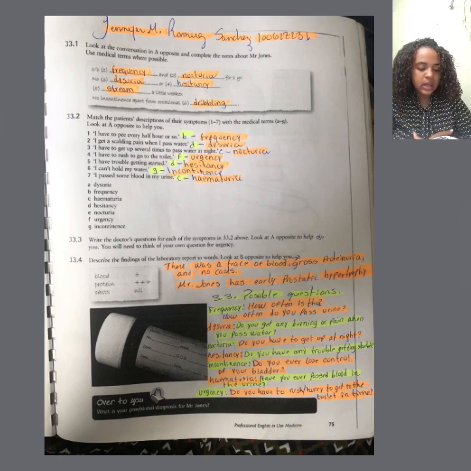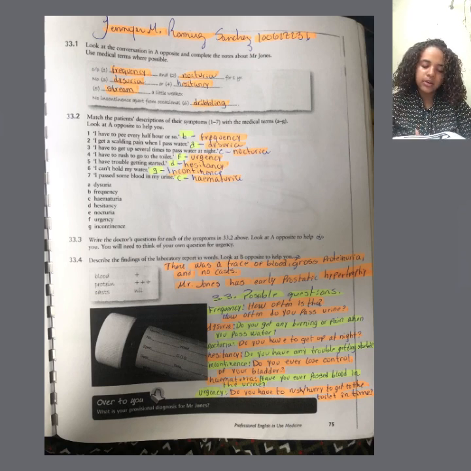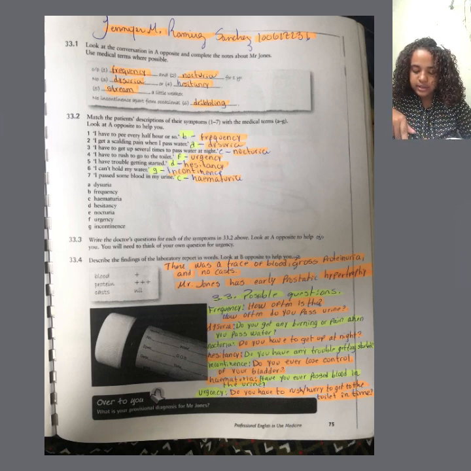Read the doctor's questions for each of the symptoms and think about them. Look at A opposite to help you. You will need to think of your own question for urgency. Possible questions. Frequency. How often is that? How often do you pass urine?